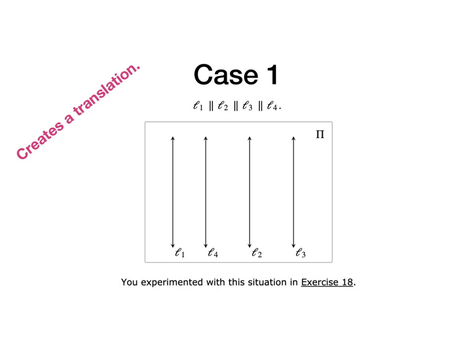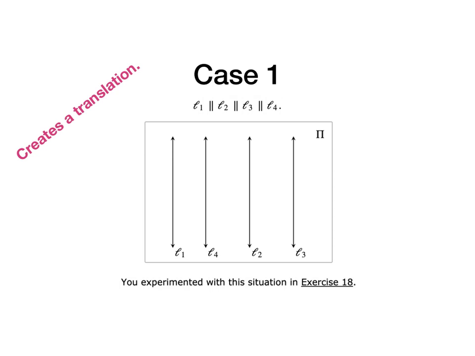There are 8 cases. There's no need to memorize all of them. I will talk about how you can have some idea about what type of isometry it is. And again, we're going to start to identify these based upon the number of fixed points. So the first case involves 4 lines, all of which are parallel.